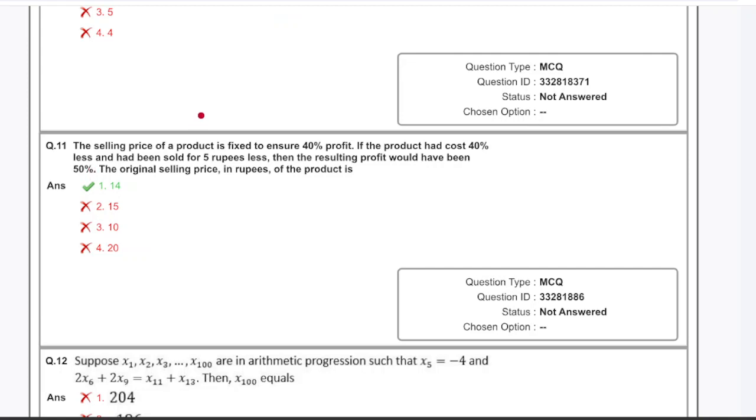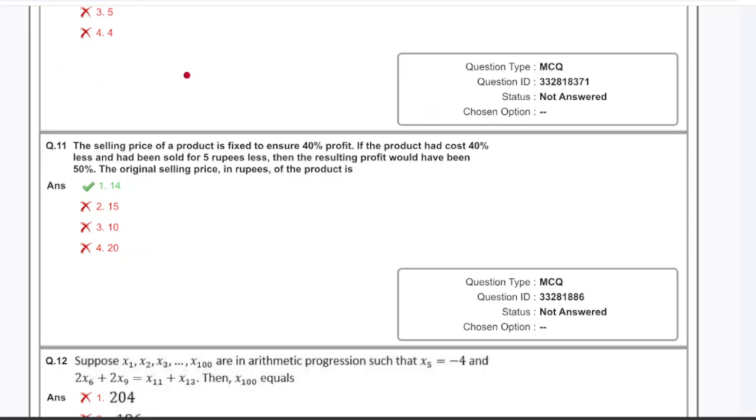CAT 2024 slot 1 Quant. We have already solved the first 10 questions in the last two videos. So in this video, we're going to solve question number 11 to question number 15. So let's start with them. Again, the questions were very easy in slot 1.